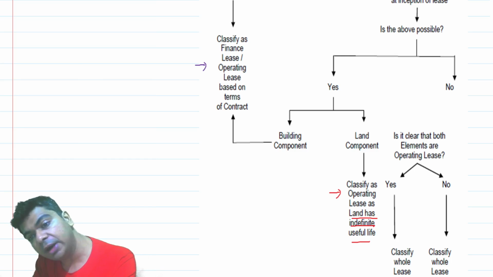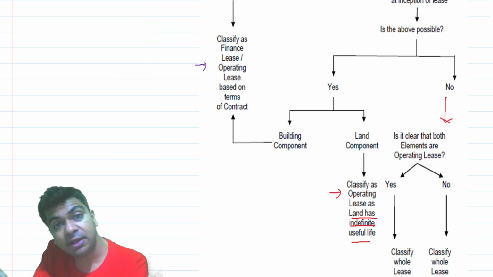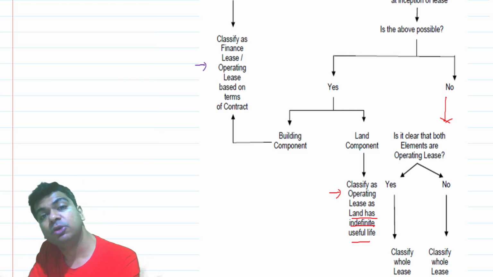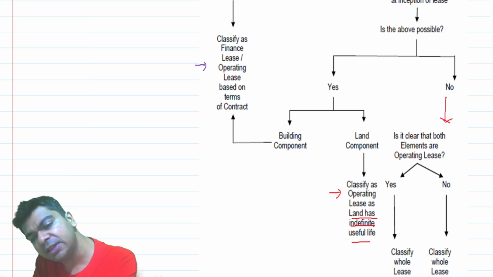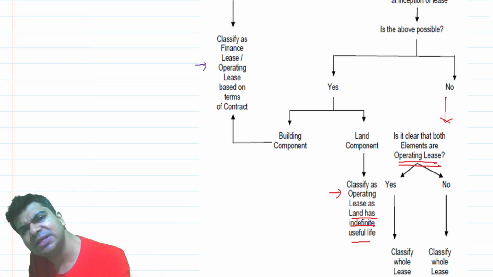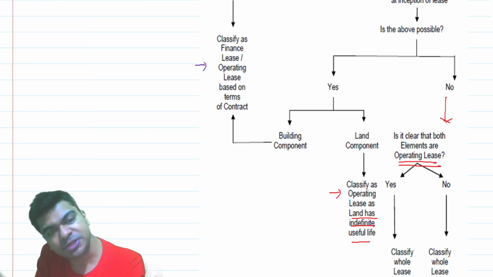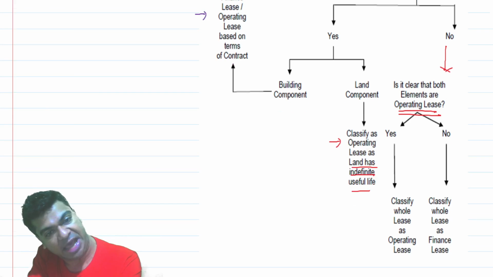But what if, yes, there's an arrow over here which is missing, what if this segregation of the land and building on the basis of the fair value is not possible? Then what to do? Is it clear that both the elements are operating lease? Analyze it. Do you feel that both the elements are operating lease? If your answer is yes, then classify the whole lease as an operating lease.